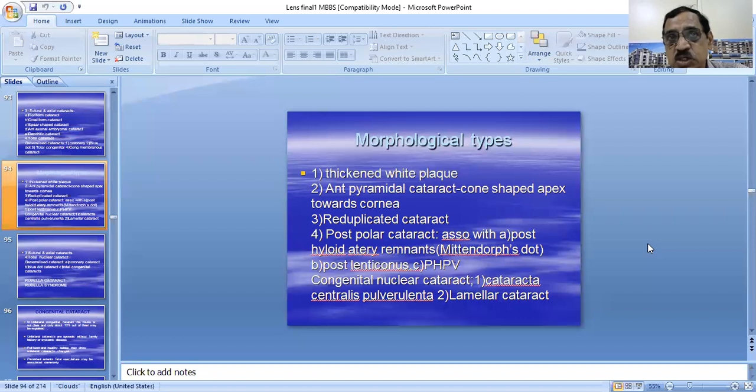Lamellar cataract or zonular cataract is important for you people. It will be given as a short notes question, and the opacity is seen in the fetal and infantile nucleus.